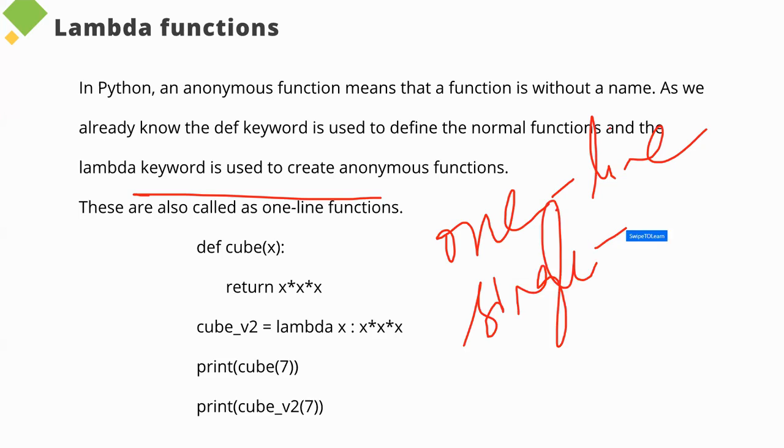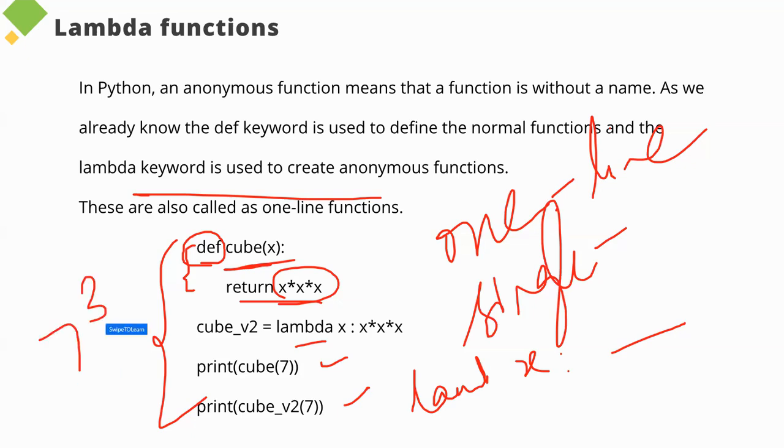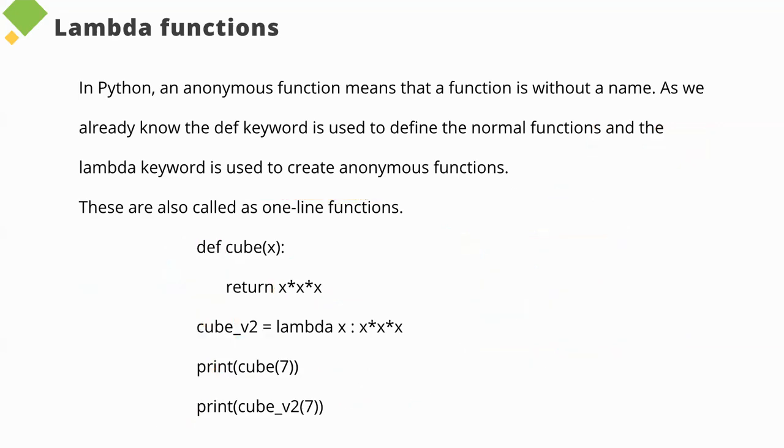If you check the logic here, to define a cube, we write x into x into x. In the same way, we use two lines here: the def keyword to declare the function and a return statement that returns the cube of a number. If you go with the lambda function, we write lambda, the variable, and the logic performed, a single line of logic returned for that variable. So whether you call cube of 7 or the lambda version with 7, both function calls return the same result, that is 7 cubed, 343, right? So lambda functions are used whenever we need to write single-line functions. So we'll go with the next type.